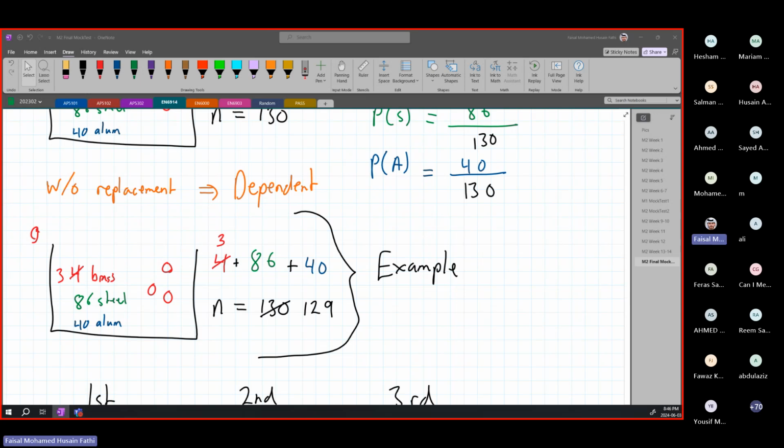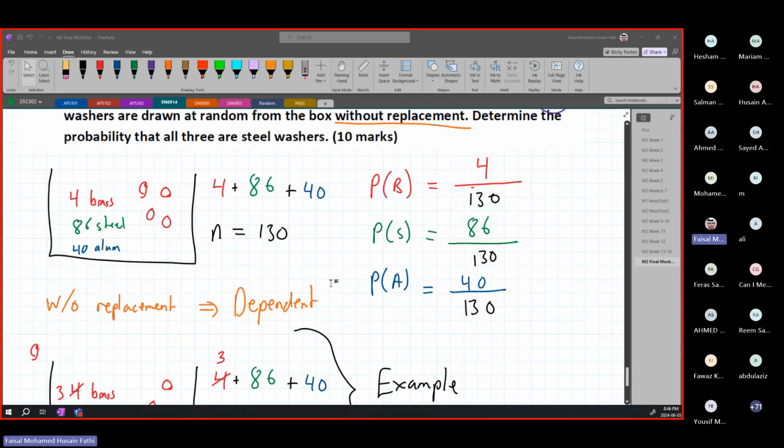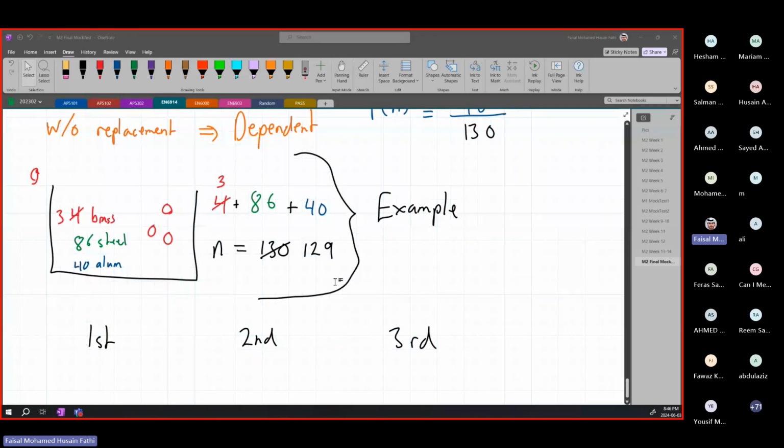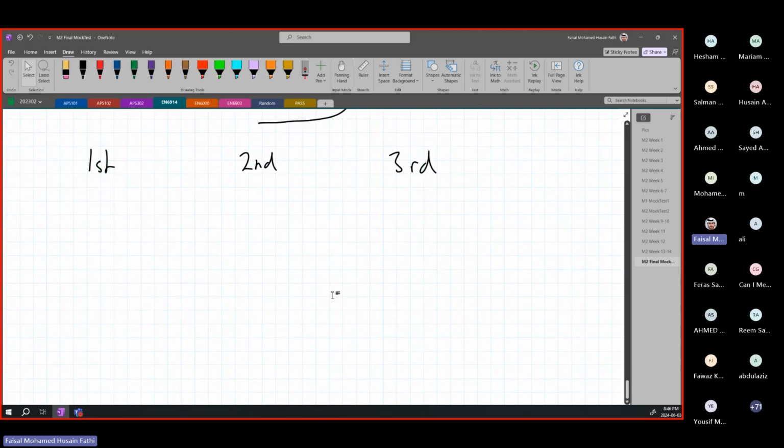All right, now I know they said 74 or whatever. It's fine. I'm just trying to explain the concept. So let's read what the question actually wants. Like I said, it wants to determine the probability that all three are steel washers. So all of them have to be steel. So the first pick, what should it be? It should be steel. So this is first, second, and third.